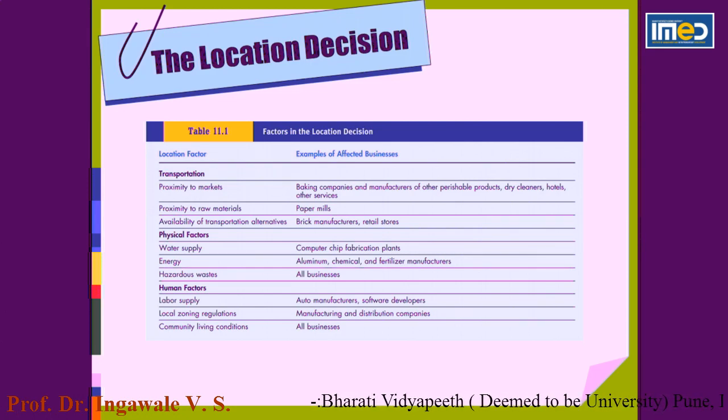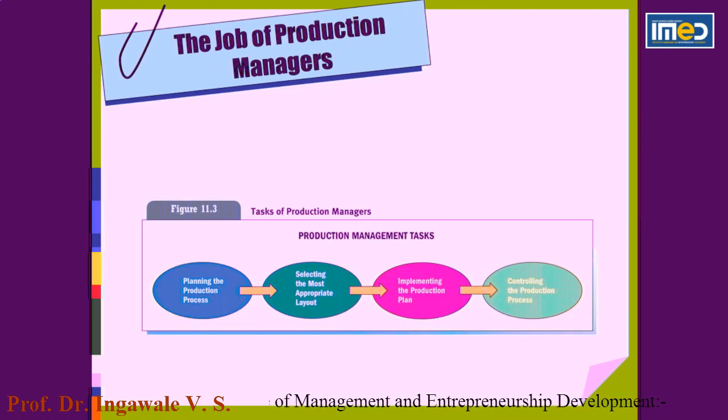So for example, if you want to locate a particular textile mill, what is most important? Climatic condition. So as per that climatic condition, wherever it is suitable, you may locate that plant. Then next, job of production manager. So what is the role of production manager? So planning the production process, that is most important thing. That is prior to production things, he should plan the production process well in advance.